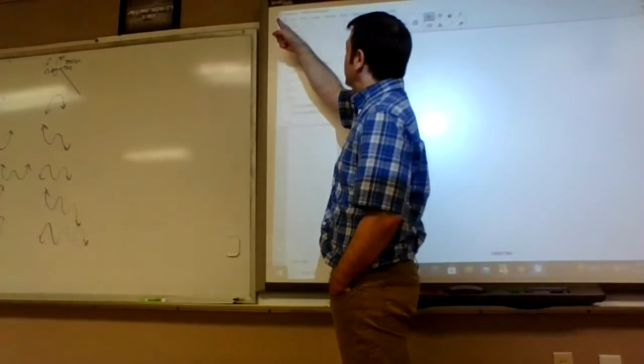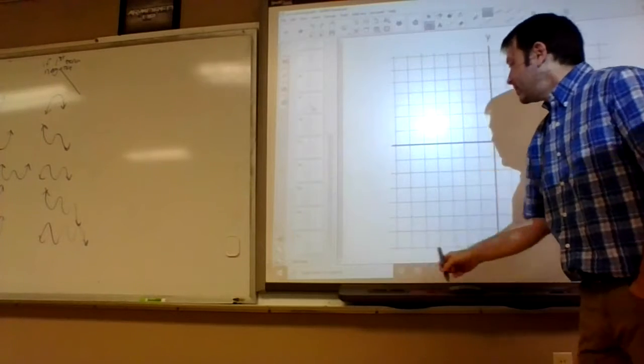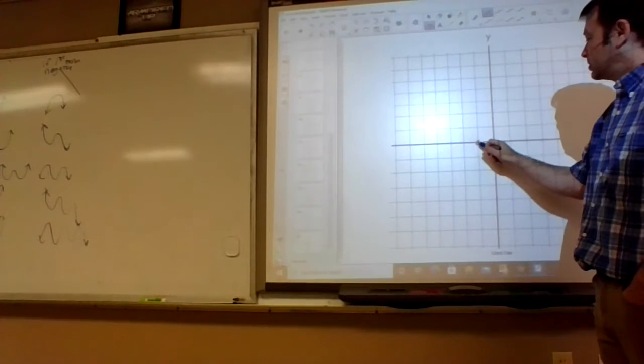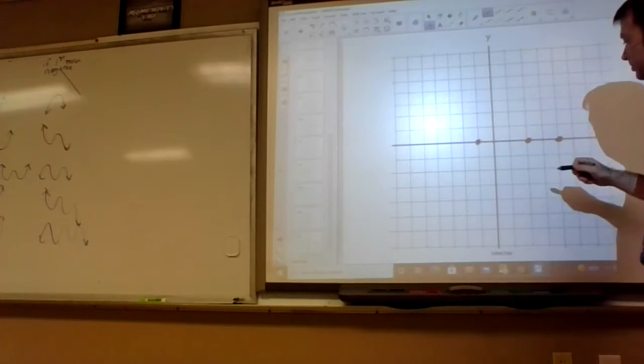So on our graph, I can pull my graph back up. I'm going to put a dot at negative 1, 2, and 4.